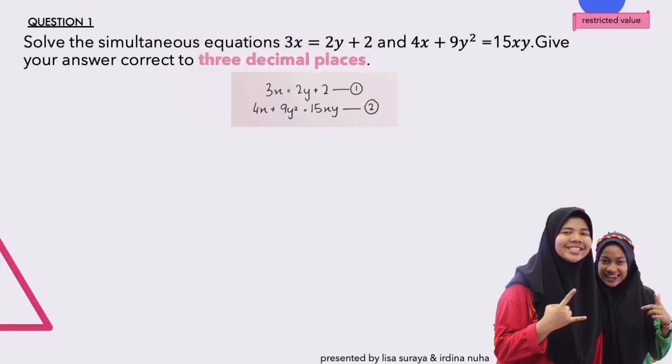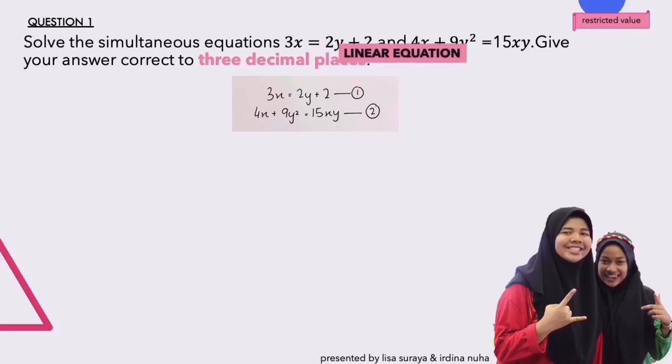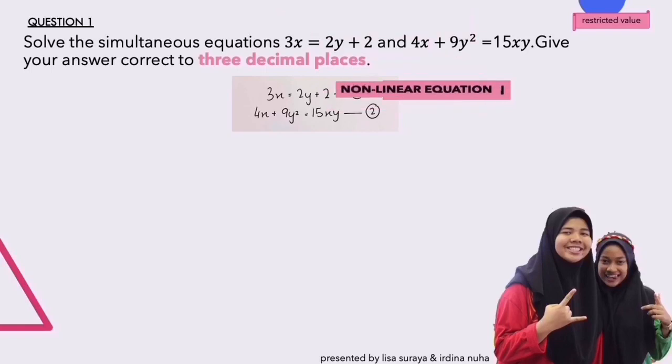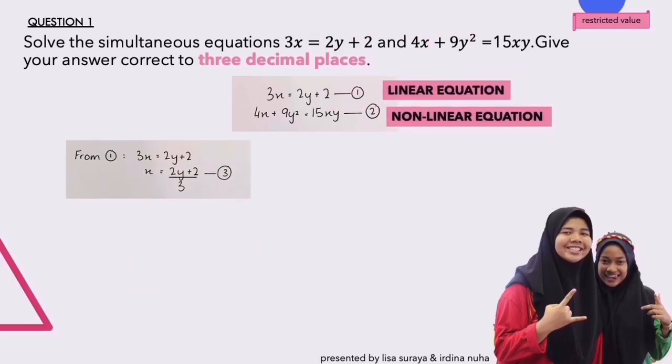So the first step to answering this question is to mark 3x equals 2y plus 2 as the first equation and 4x plus 9y squared equals 15xy as the second equation. From the given equations, we know that the first one is a linear equation while the second one is a non-linear equation. With that being said, from equation 1, we can make x the subject of the formula, which will then get x equals 2y plus 2 over 3, and mark that as the third equation.